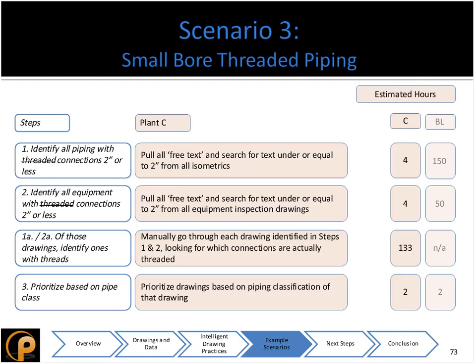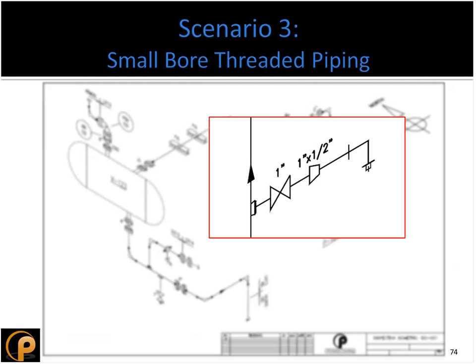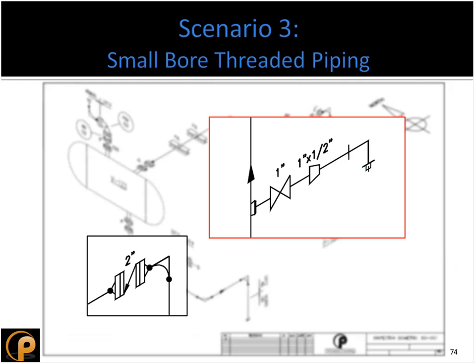So you'll still need to manually go through each drawing that you've identified that at least has 2-inch or less connections and see if those connections are threaded. And then again, you'll just prioritize based on the drawings that you find. And so here's an example of the threaded symbols versus a weld neck example.